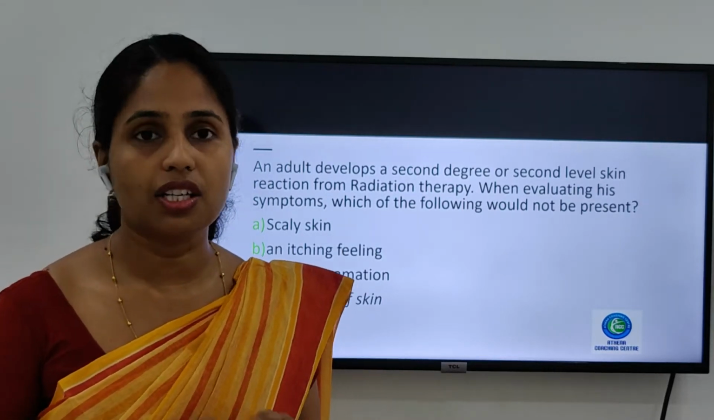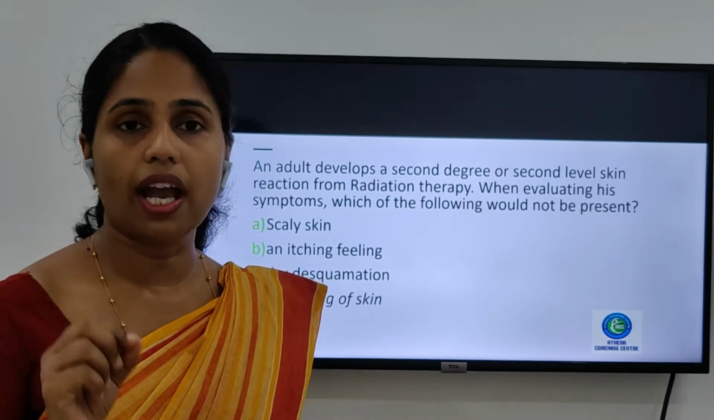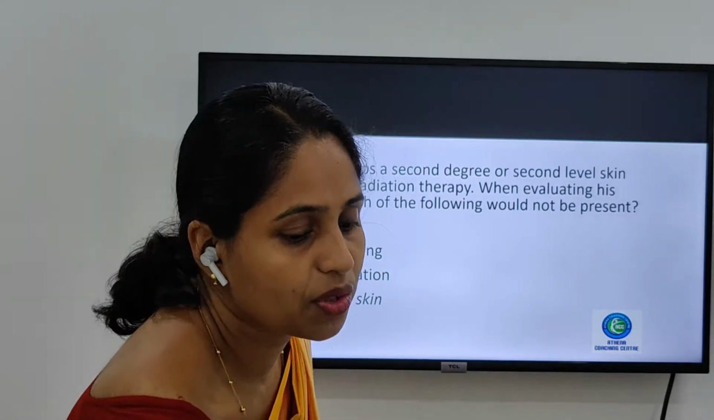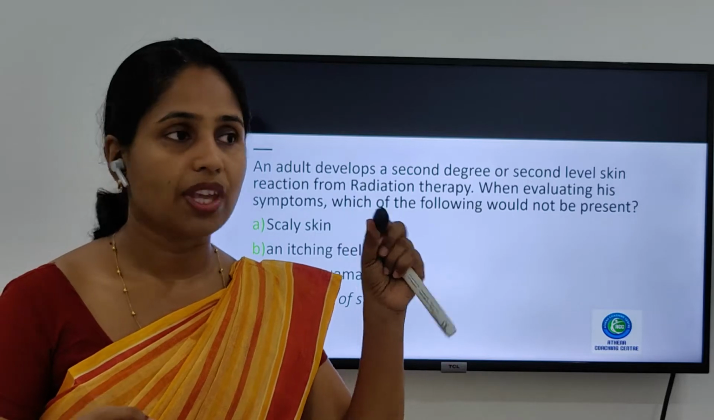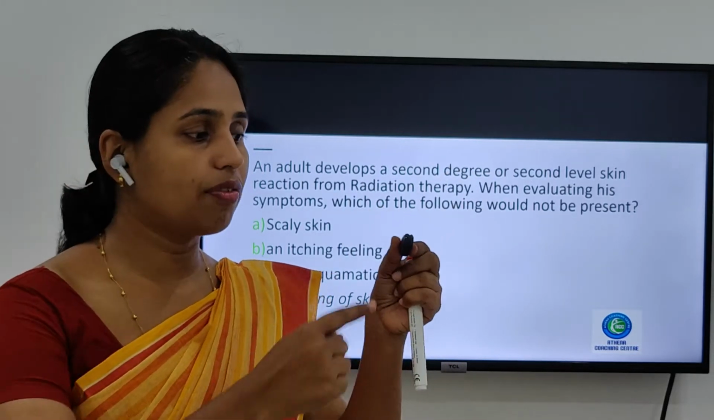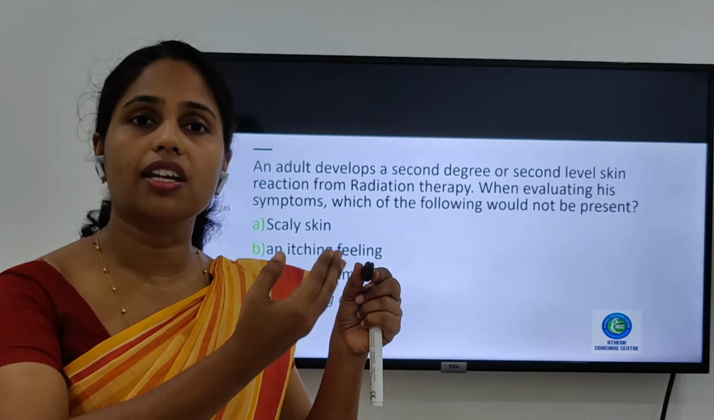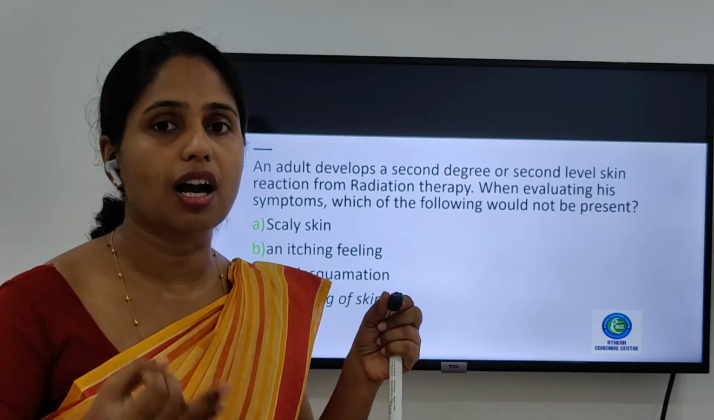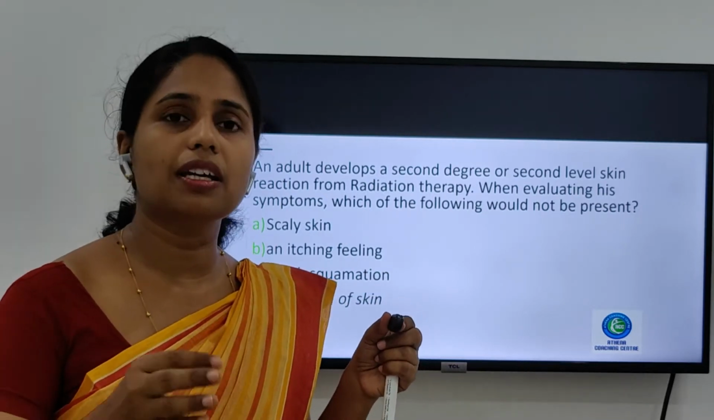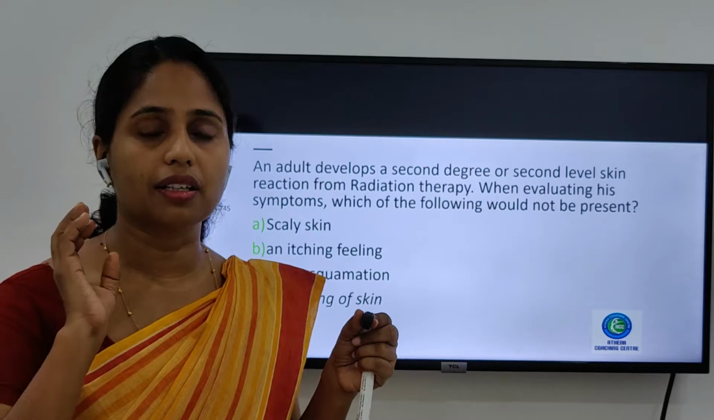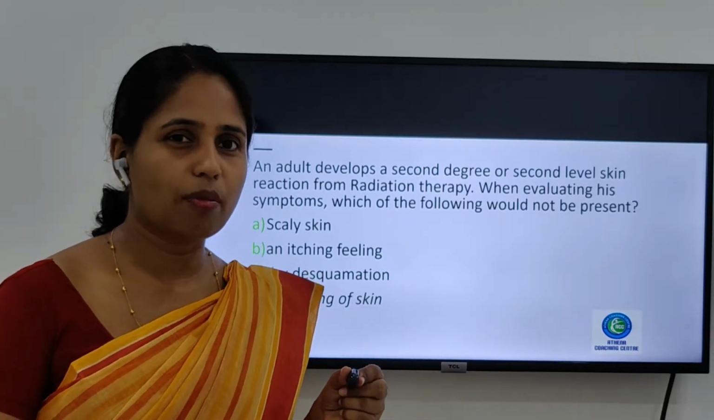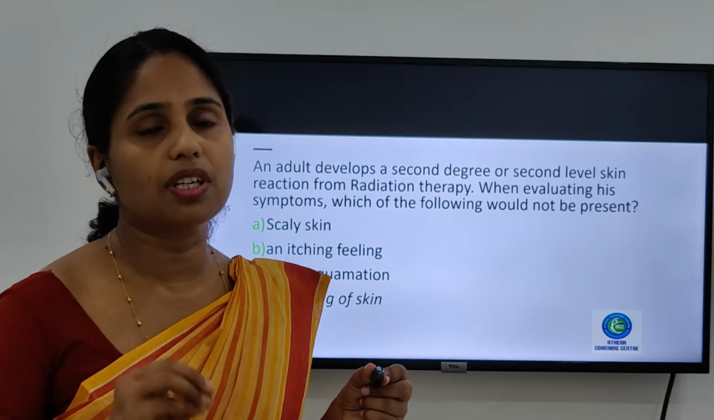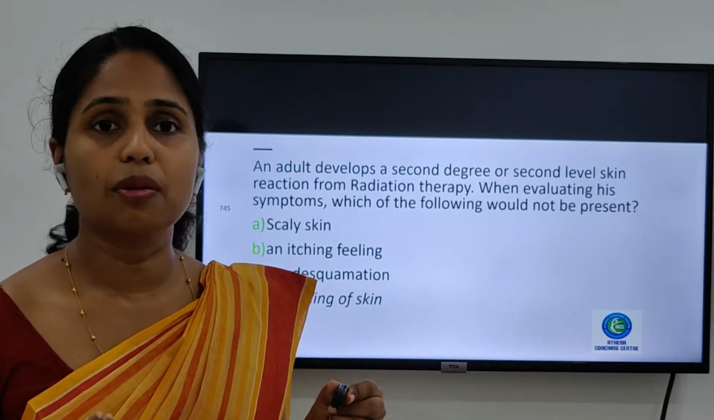External radiation uses a radioactive isotope. Suppose this is a radioactive isotope, kept outside the body, and from this ionizing radiation is coming, like alpha, gamma, beta. Mainly we use beta and gamma rays. Alpha rays are normally not used; mainly gamma rays or beta rays are used.